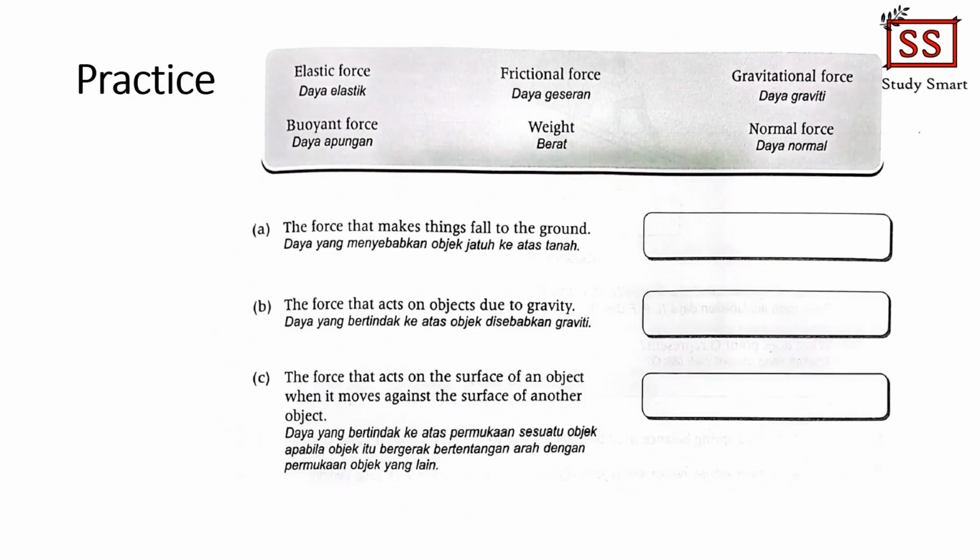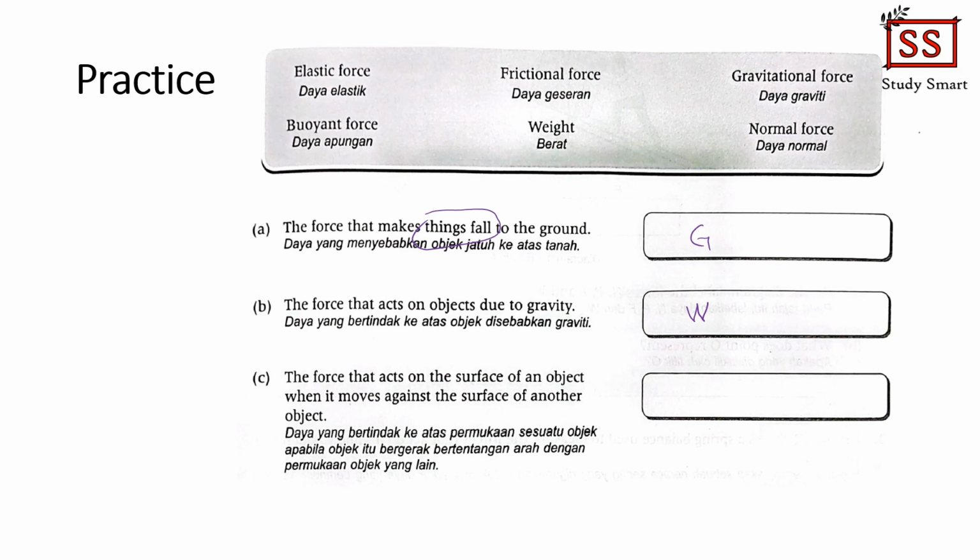Alright, so now we need to fill up the empty spaces here by writing the type of forces. The first one, the force that makes things fall to the ground. What is that force? Yes, it is gravitational force. I hope you got the answer correct. The second one, the force that acts on an object due to gravity. What is that force? It is weight. Weight is the force that acts on an object due to gravity.